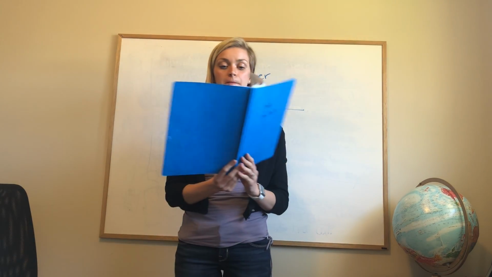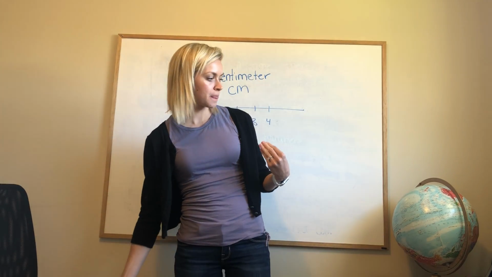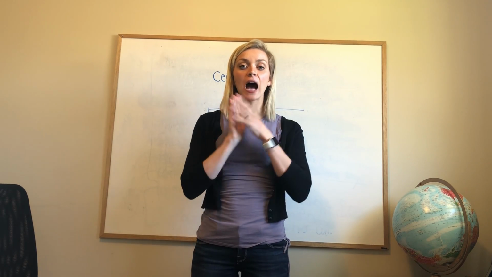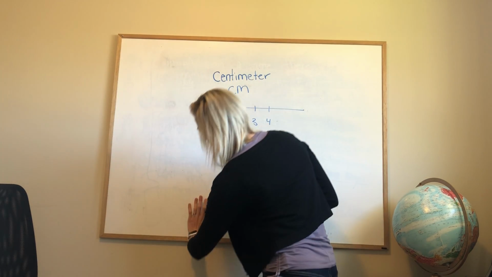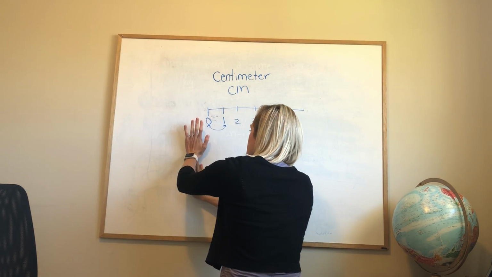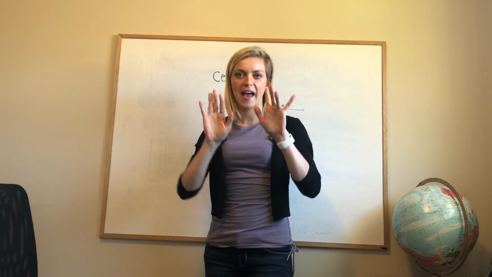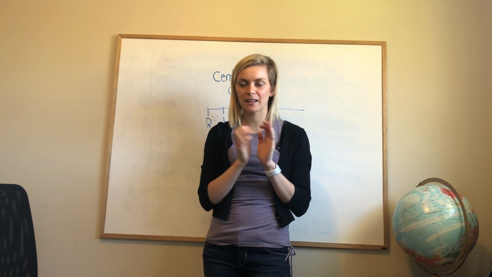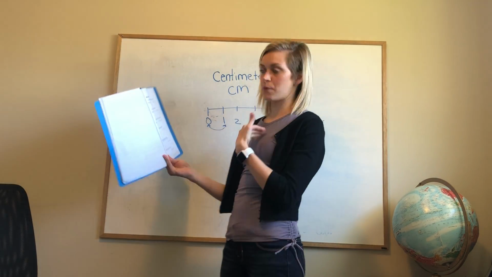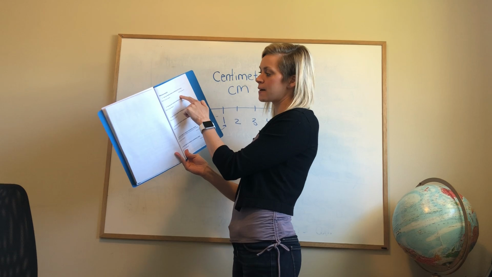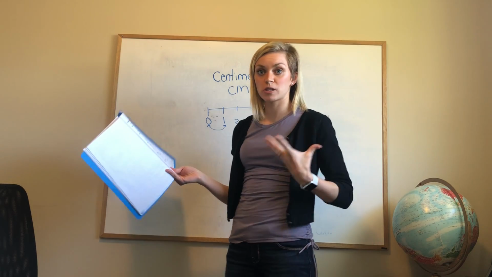So the first one says, use your hands to measure something in your house. For example, I'm going to use my hands and I'm going to measure how tall my whiteboard is. So it's 1, 2, 3, 4, 5, and a little bit hand lengths. 5 and a little bit hand lengths. And then you're going to write down what you measure. So I would write down whiteboard and I would write 5 hand lengths. Okay? Then it says use your foot to measure something outside.